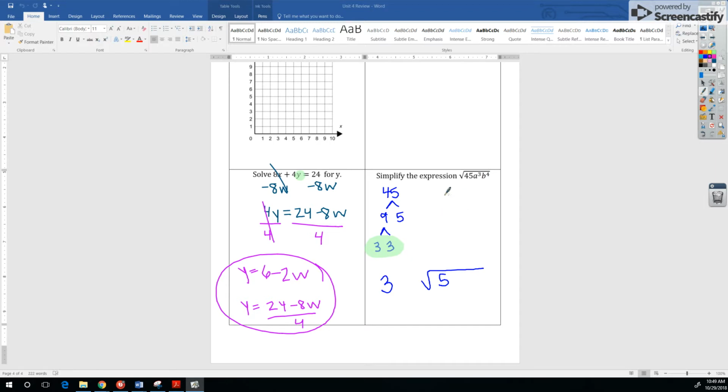And I'm going to look at my variables. A cubed, A times A times A. I have a group of 2, and I've got a leftover. Group, leftover. Looking at my B's, I have B to the 4th. 1, 2, 3, 4. That is 2 groups, no leftovers.